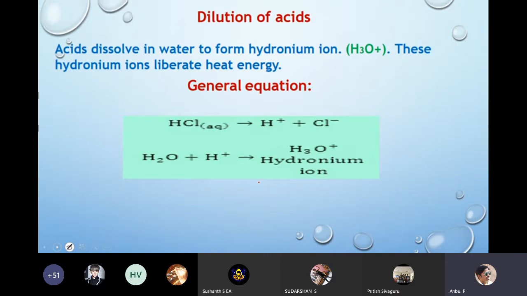You need to imagine these are all at the ionic level. So when you add acid to the water, they release ions. These ions combine with water to form a hydronium ion. These hydronium ions are highly exothermic in nature. They release a large amount of heat energy. Is this clear? Any questions over here?